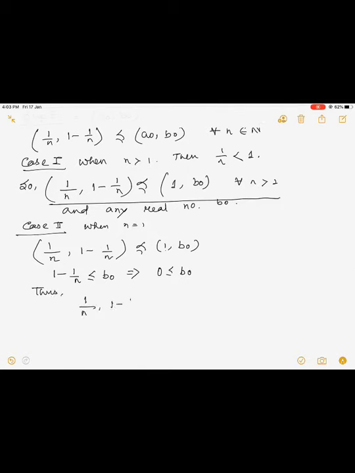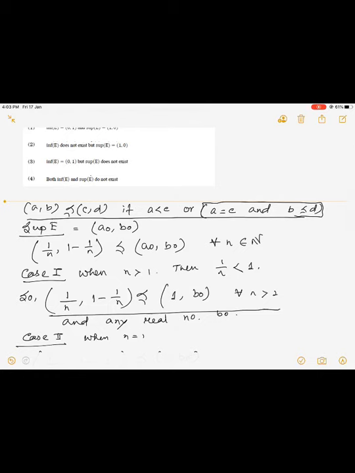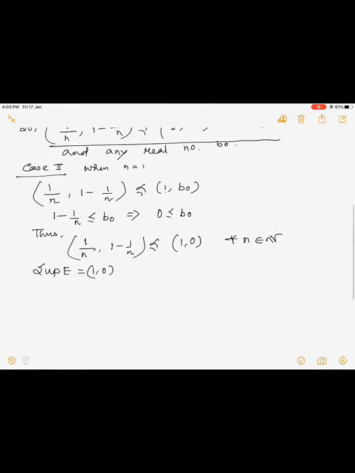Thus (1/n, 1 minus 1/n) is pre-curly equals to (1, 0) for all natural numbers n. Hence the supremum of E is (1, 0), and hence options 3 and 4 are ruled out.